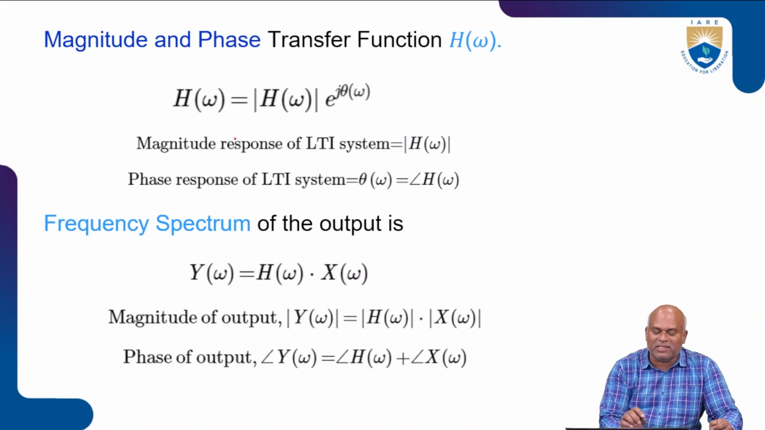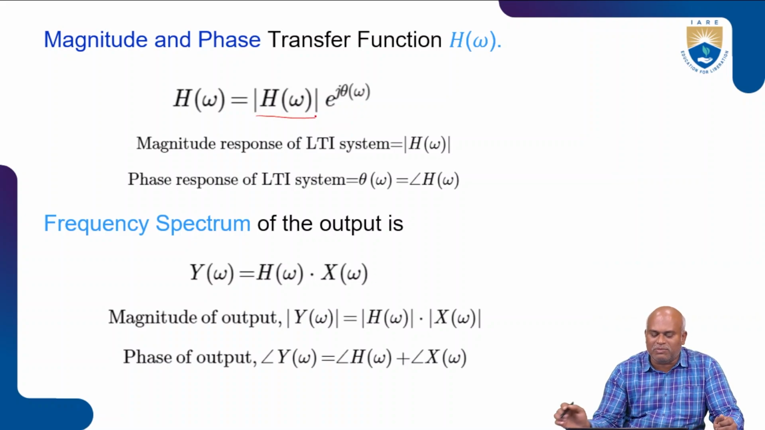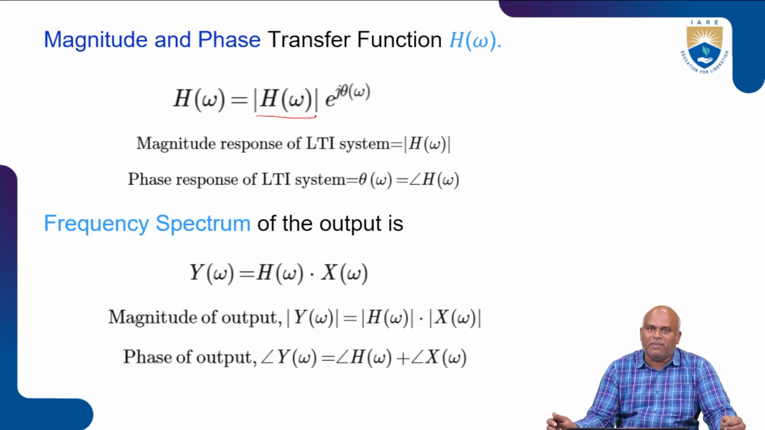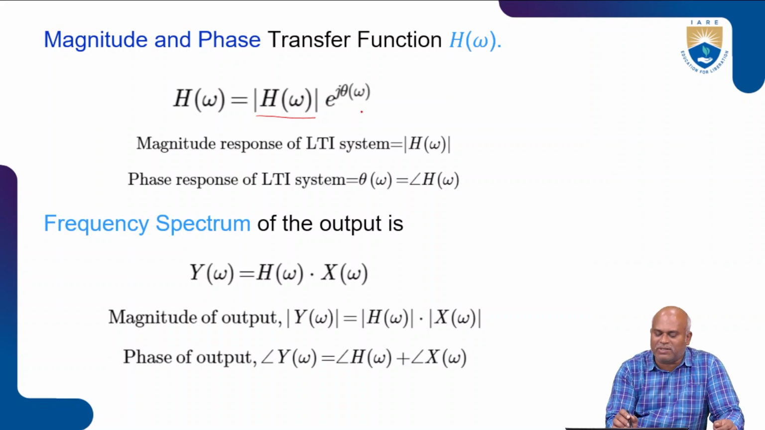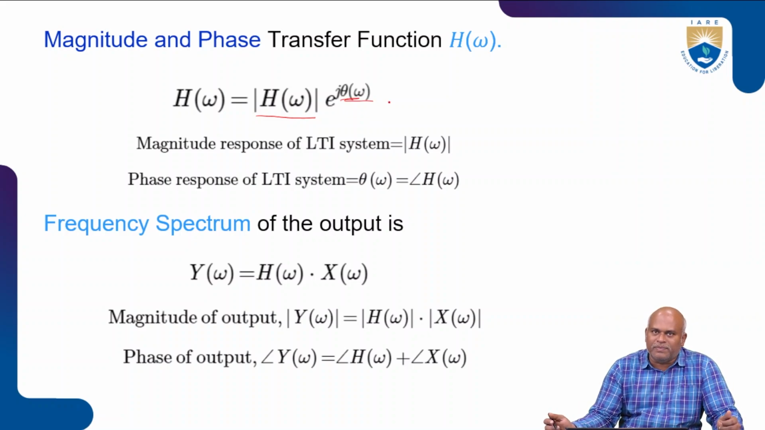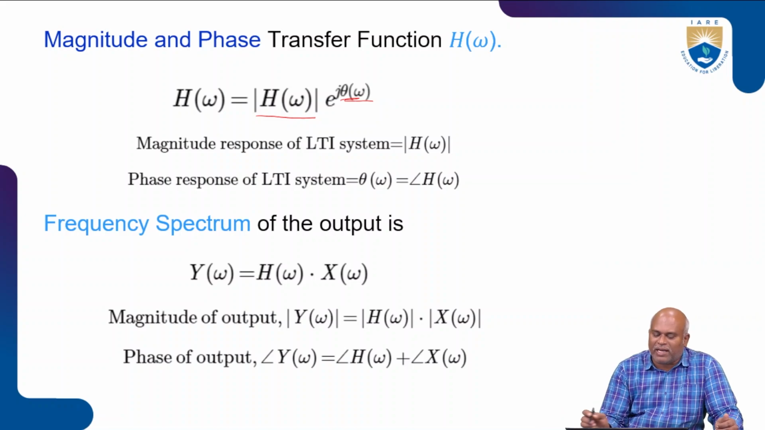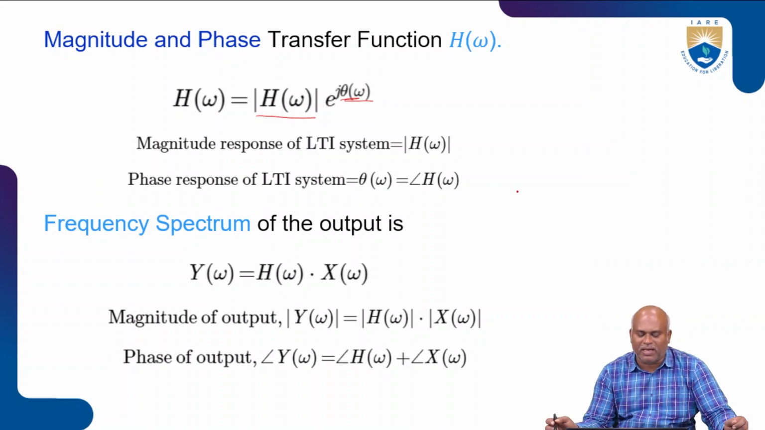The system function H of omega is equal to mod of H of omega e power j theta of omega. Mod of H of omega we call the magnitude response of the LTI system. Then the phase angle, that means the phase response of the LTI system, is called theta of omega. Theta of omega is the angle of H of omega.